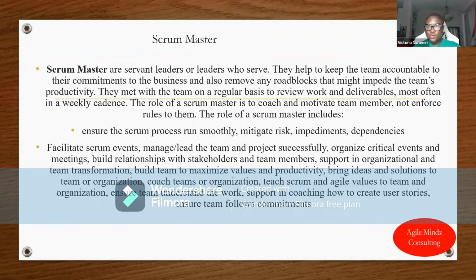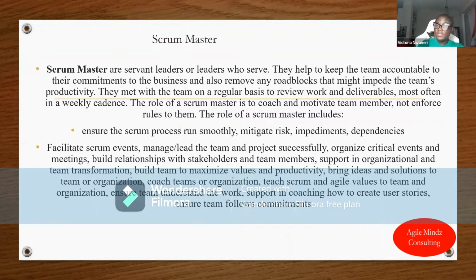And part of the role of a Scrum Master is, of course, to facilitate some of those Scrum events like your daily stand-up, your retrospective meeting, your sprint planning, and oftentimes even your review. Especially if you know what the product is, there's no harm in supporting the team in facilitating that meeting. Also leading the team, and leading the project to success.